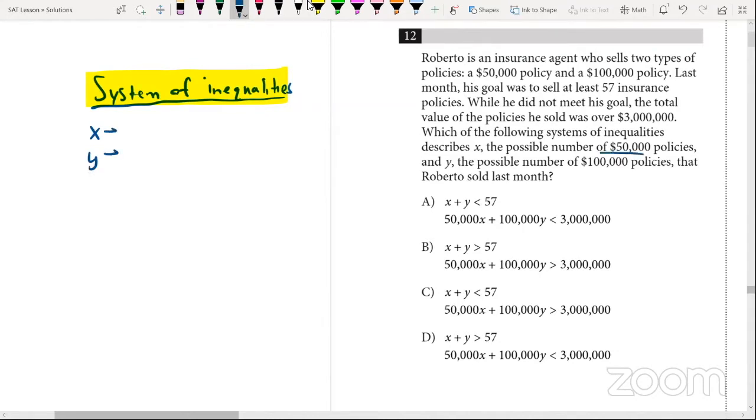X is the number of 50,000 policies. Now, by the way, when we're looking for our X and Y, it's either going to be the price or the quantity. So the price is that they're worth 50,000 each, and the quantity is what we need to make the variables. So X is the number of $50,000 policies, and Y is the number of $100,000 policies.